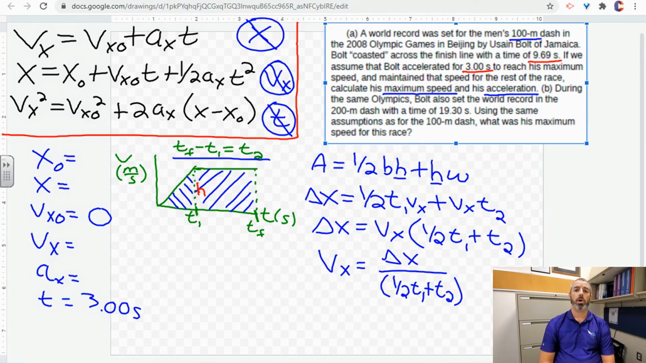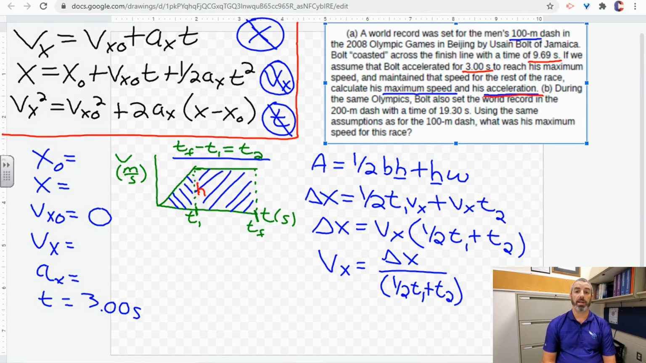So now part B is telling us that he ran a 200 meter, assuming the same conditions that we had to begin with. So he accelerated for T1 of 3 seconds. T2 is going to be 16.3 seconds. So another reason that we want to solve in terms of variables is because this just made part B much simpler, so we don't have to repeat the same process again.